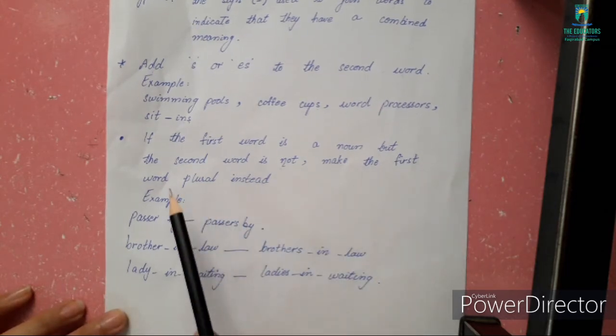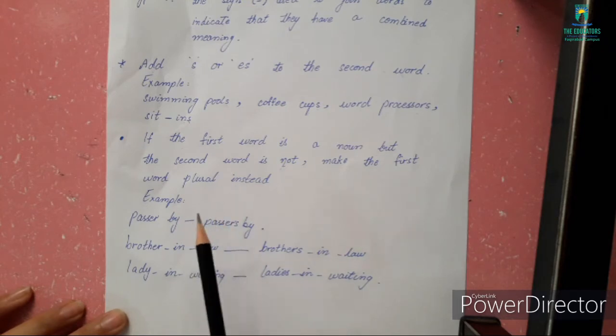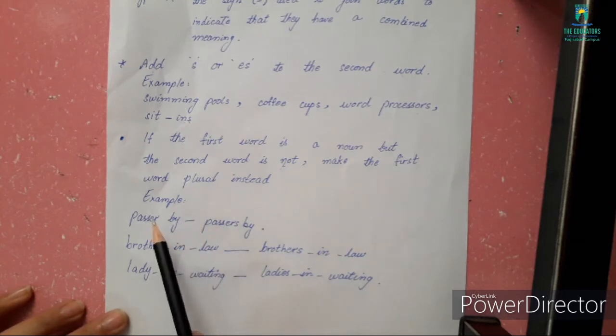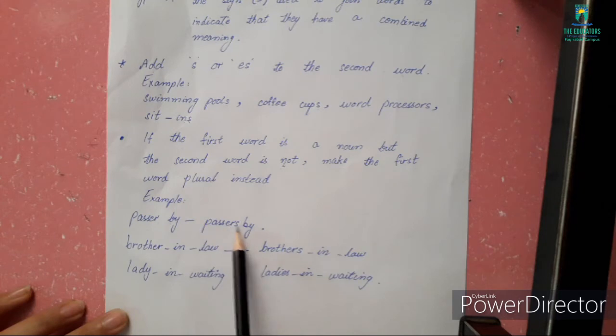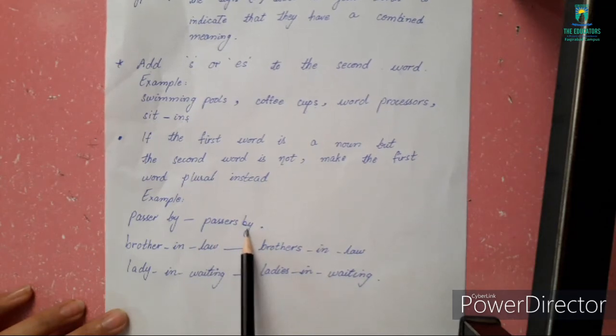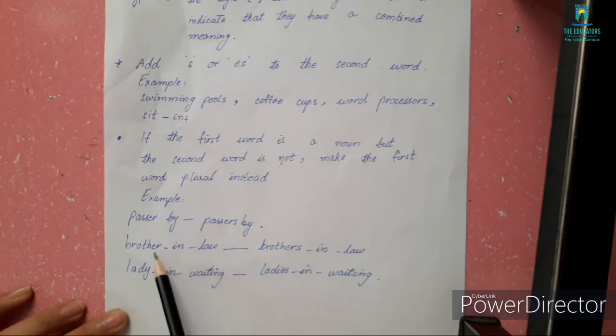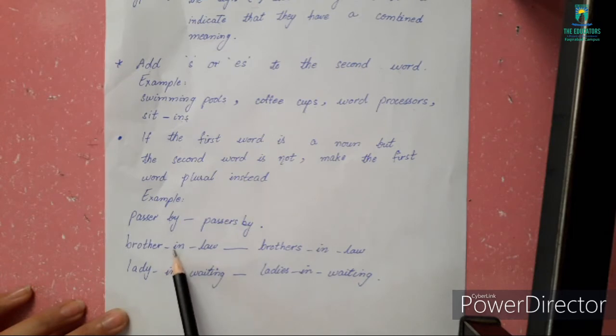Make the first word plural instead. In this case, you have to make the first word plural. You will not add s with the second word if the first word is a noun. Understand? Here passerby is a compound noun. So passers-by, we have added s with the first word because the first word is a noun and the second word is not a noun. The second example is brother-in-law. Now you can see here this is joined with a hyphen. Brother, hyphen, in law.